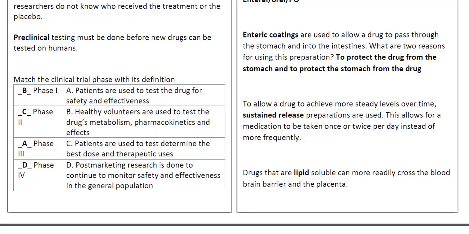Drugs that are lipid-soluble can more readily cross the blood-brain barrier. Also, drugs that are lipid soluble are more likely to enter the placenta. Some medications are harmful to the growing fetus, and this lipid solubility would be a bad factor in regards to its ability to cross the placenta.